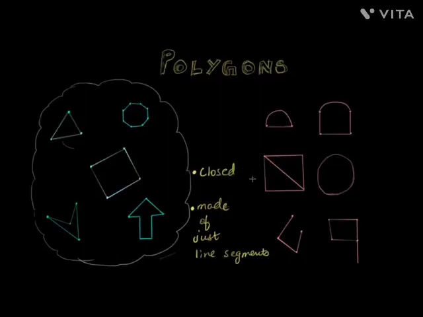Because if it's only closed, I know that a circle would be part of this family, but a circle is not part of the family. If it's only closed, then this will also be a part, this will also be a part, but we know these are all not part of this family called polygons. So, but if I take both of these, closed and made of just line segments, then I can see that, okay, this is closed, made of only line segments, this is closed, made of only line segments.